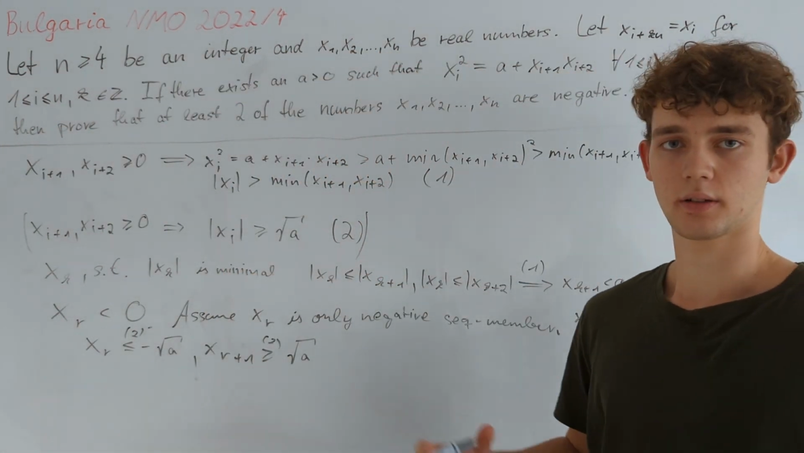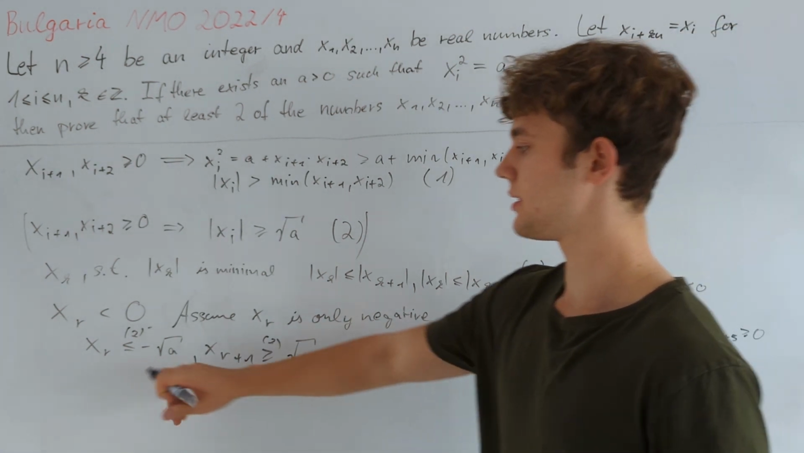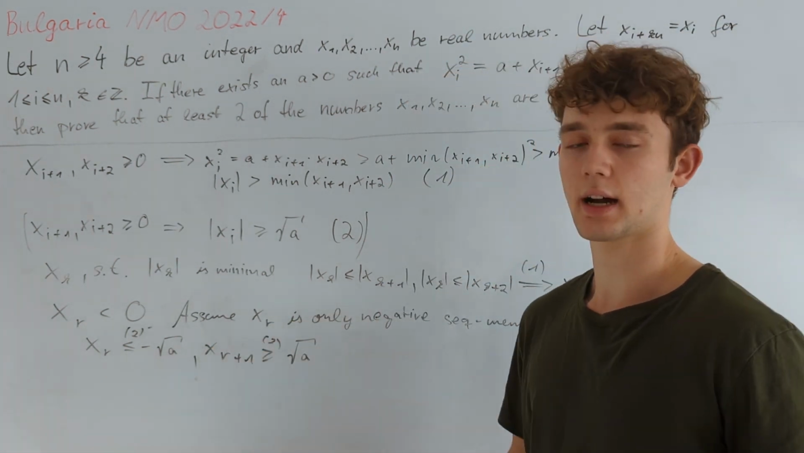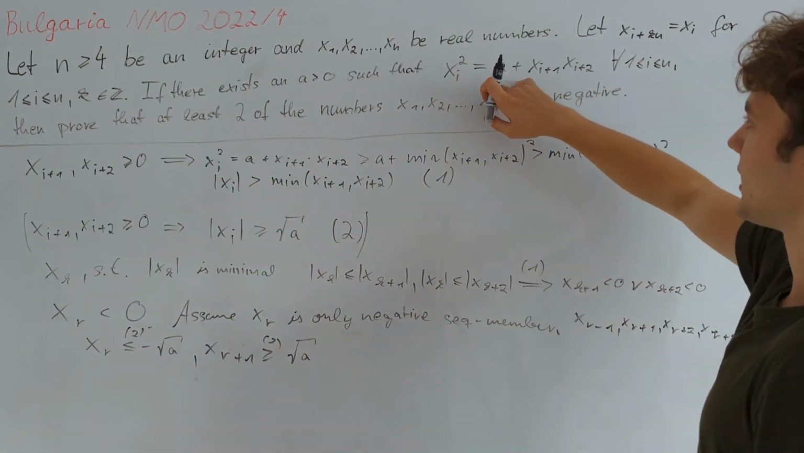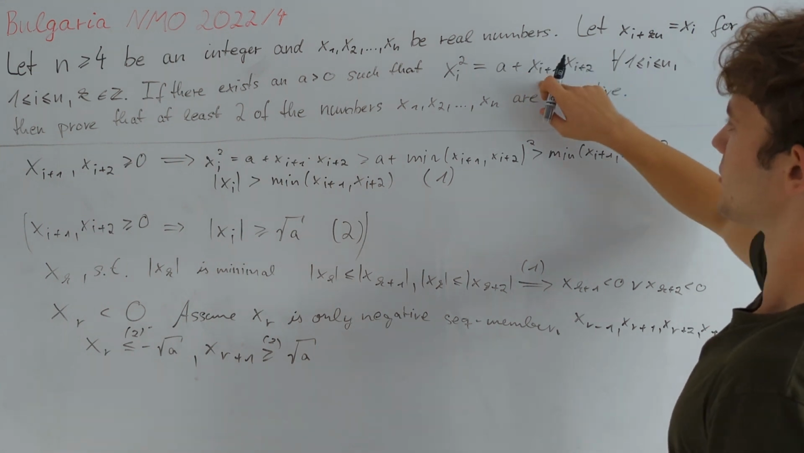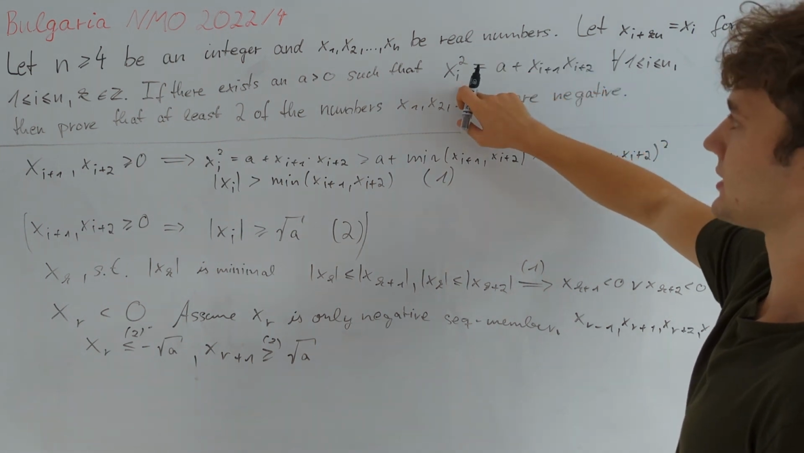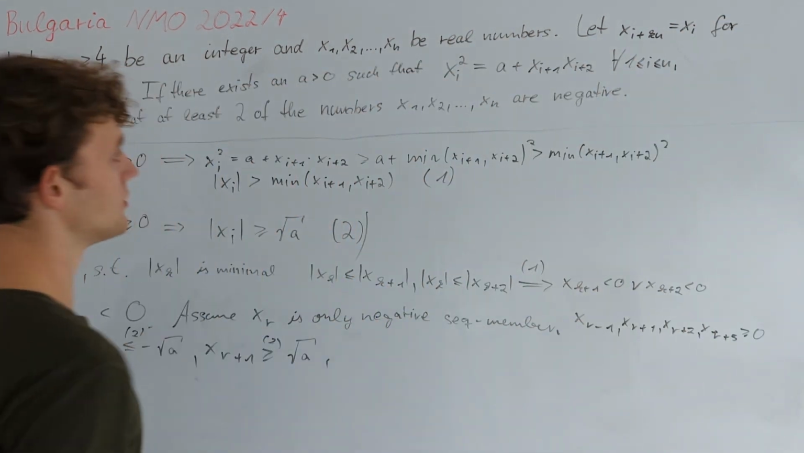So I talked about knowing when to substitute which equation, and at this point we see that we have nice bounds for xr and xr plus 1. We take a look at our original equation and see that it would be nice to have those two terms on the right because this tells us something about the previous term. And that's exactly what we're going to substitute.